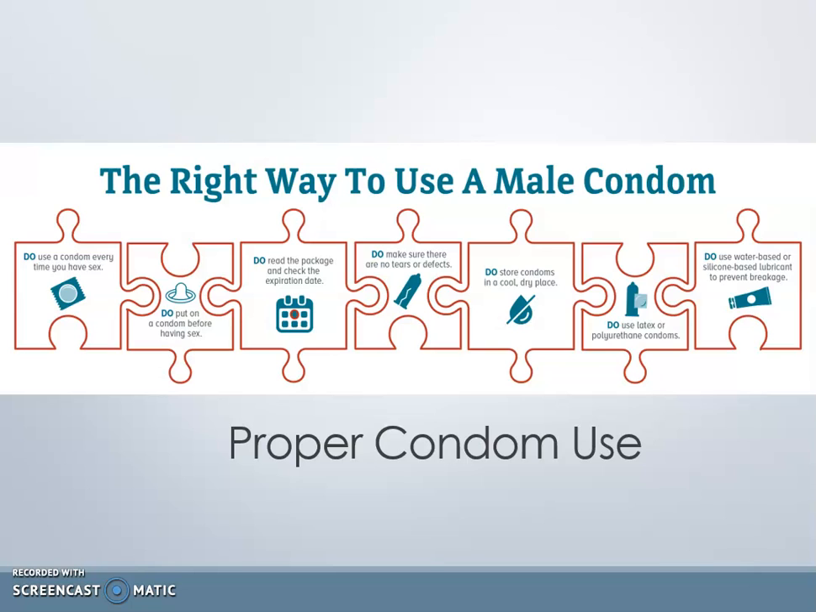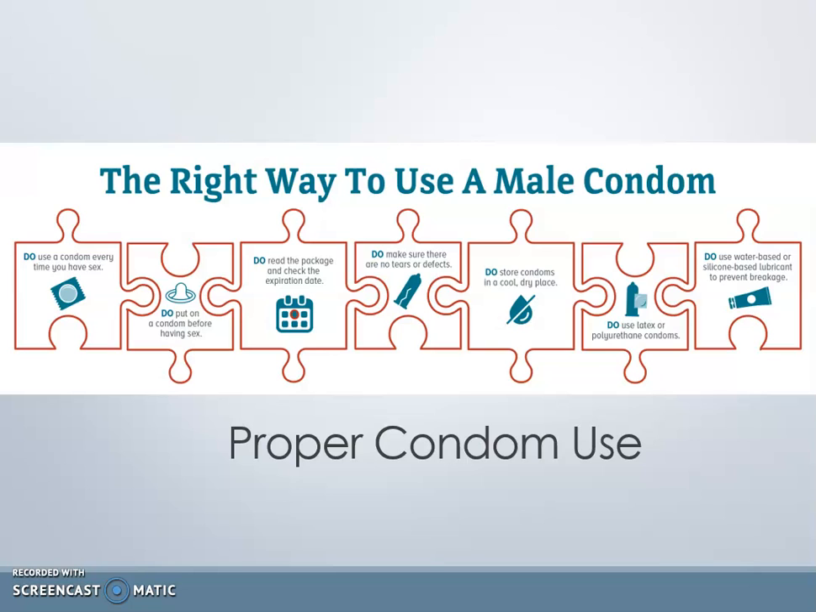Read the package and check the expiration date. They break down if they get too old and they don't work. Make sure there are no tears or defects in the condom. Make sure that they are stored in a cool, dry place. Moisture and heat, like in a vehicle or in the sunshine somewhere, will break down the condom.